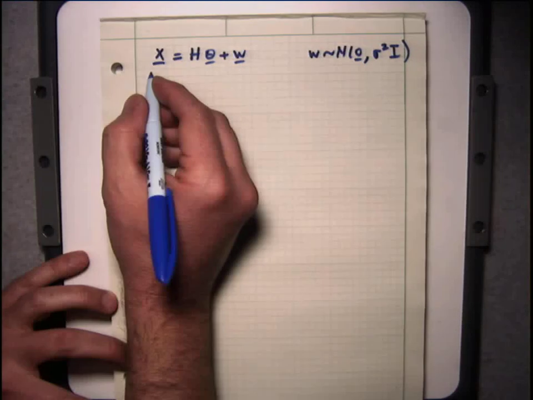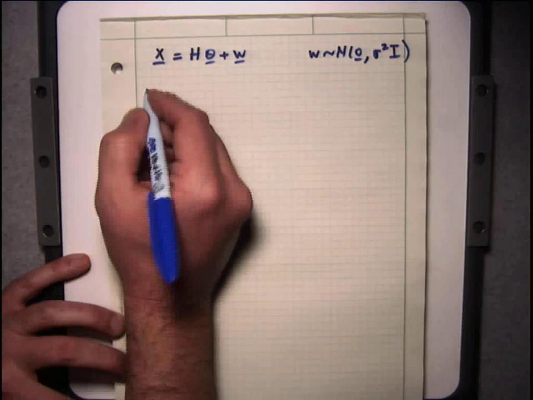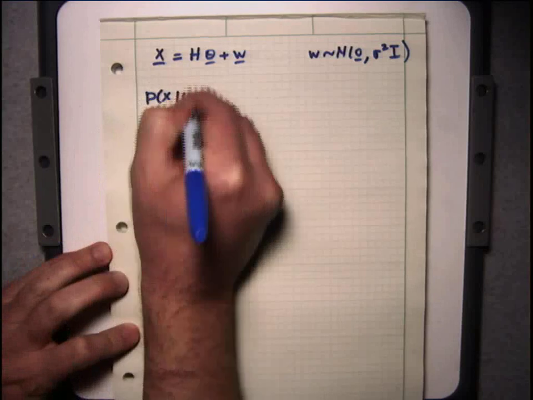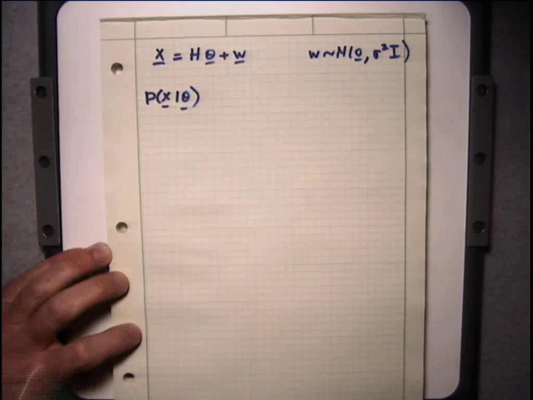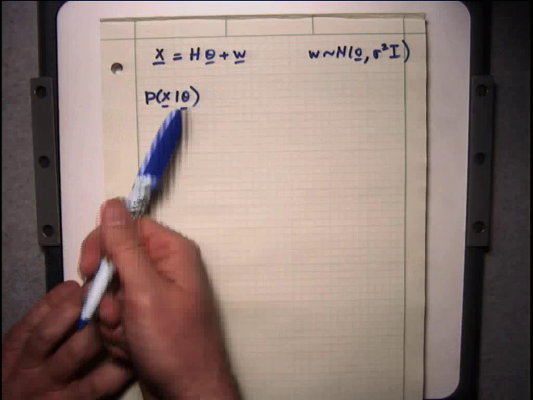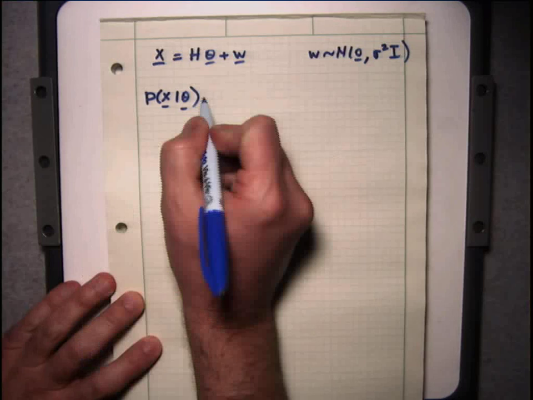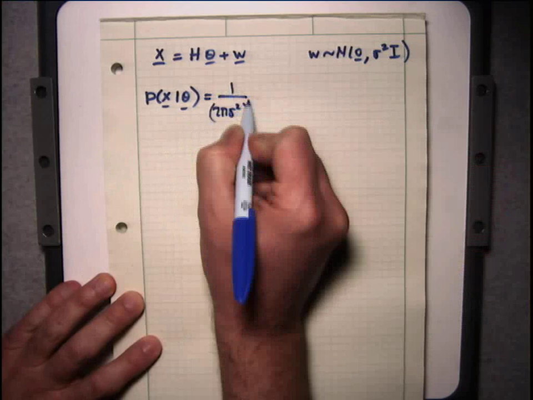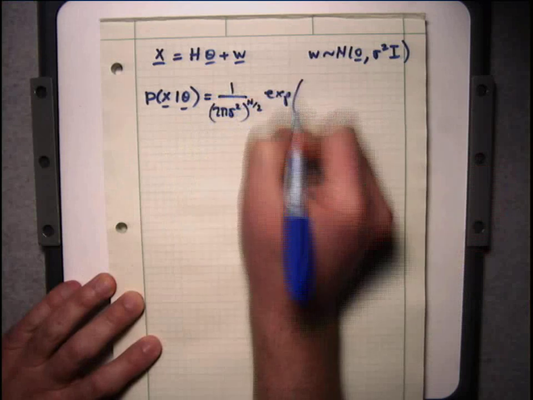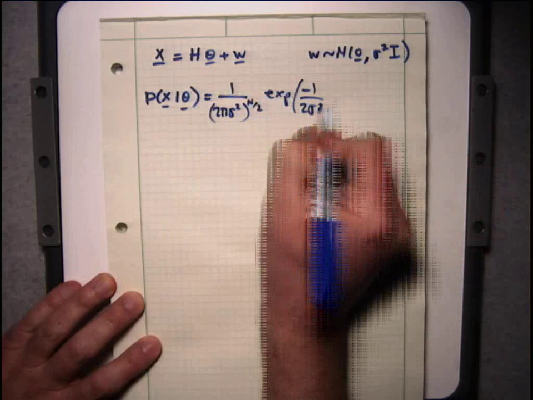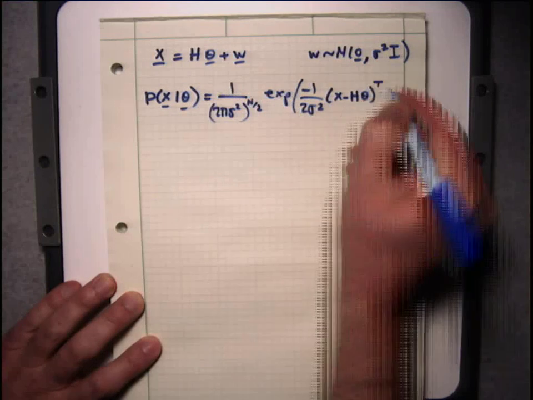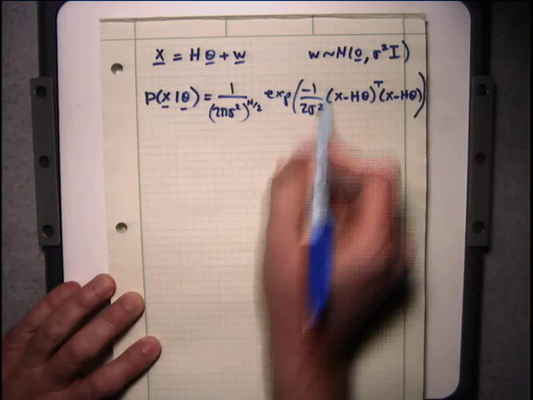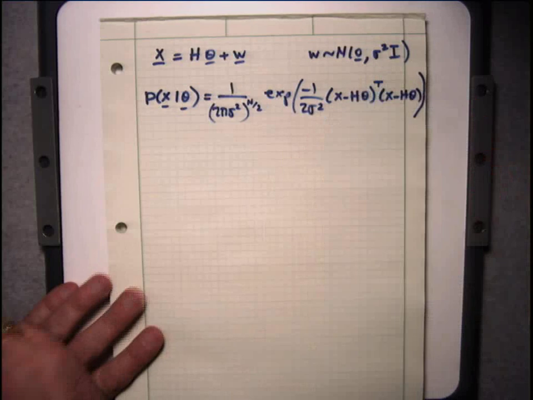Okay, so in order to estimate this, one thing we can do, excuse me, is to look at the conditional probability density for x given theta, and this of course will be a multidimensional Gaussian, 1 over 2 pi sigma squared to the N over 2, and then an exponential of minus 1 over 2 sigma squared times x minus H theta transpose x minus H theta. Okay, this is simple because this 1 over 2 sigma squared just comes from inverting this covariance matrix.